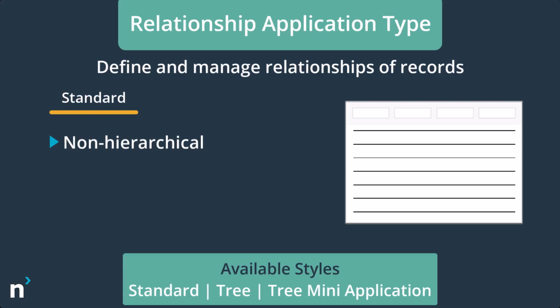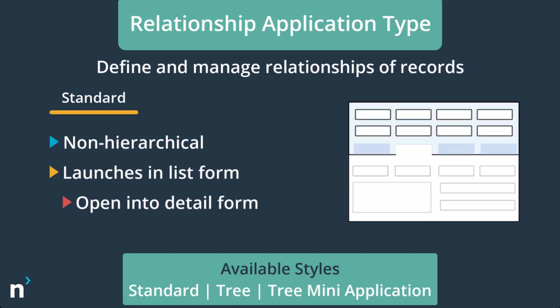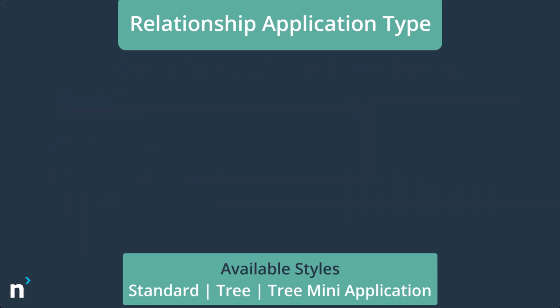The standard-style relationship application has two forms: list form and detail form. The entry form for the application is the list form. Select a record from the list form to open the detail form. The defined relationships for the record are shown on the relationships page of the detail form.